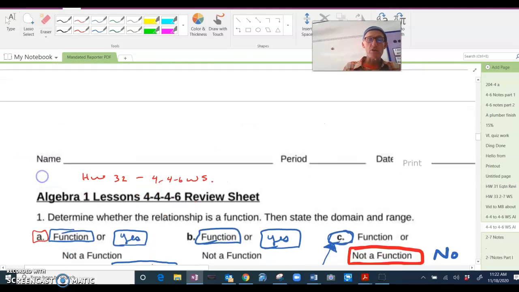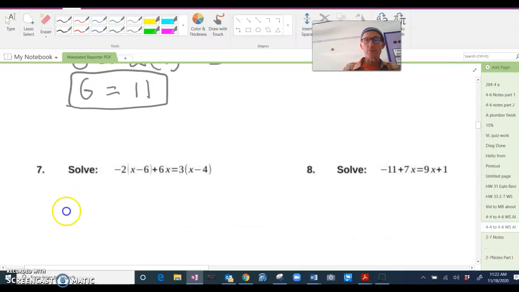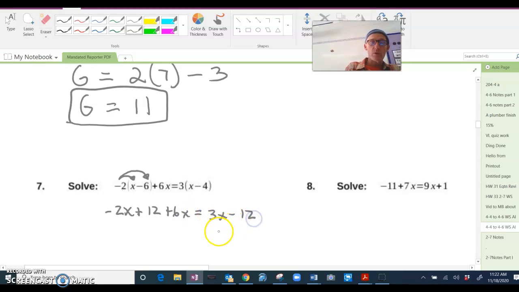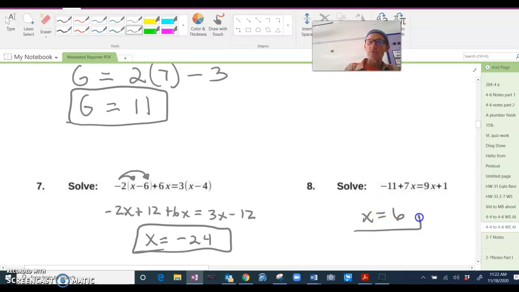All right, these last two are solving equations. So we're going to put those in here. We get negative 2x plus 12 plus 6x equals 3x minus 12. And so x equals negative 24 is what you get for this one. This problem here is x equals 6.